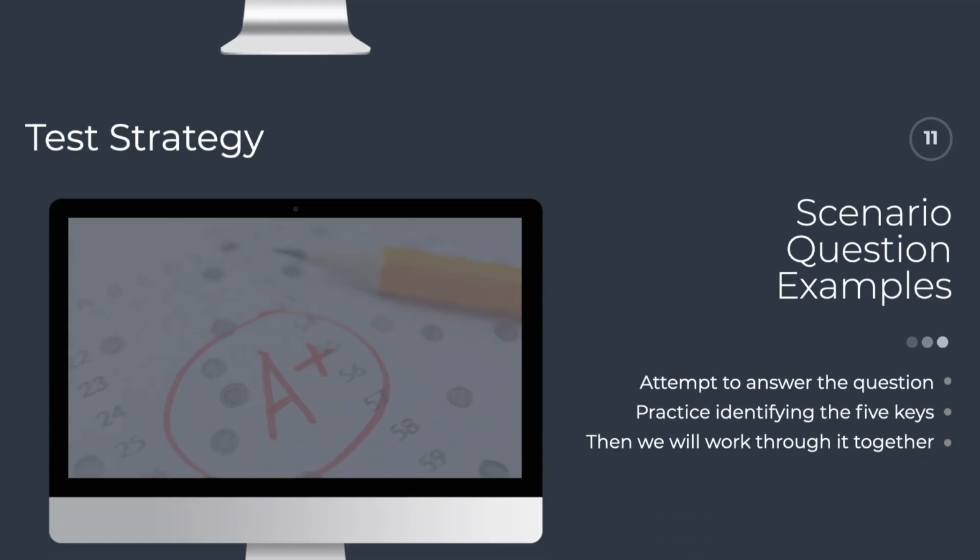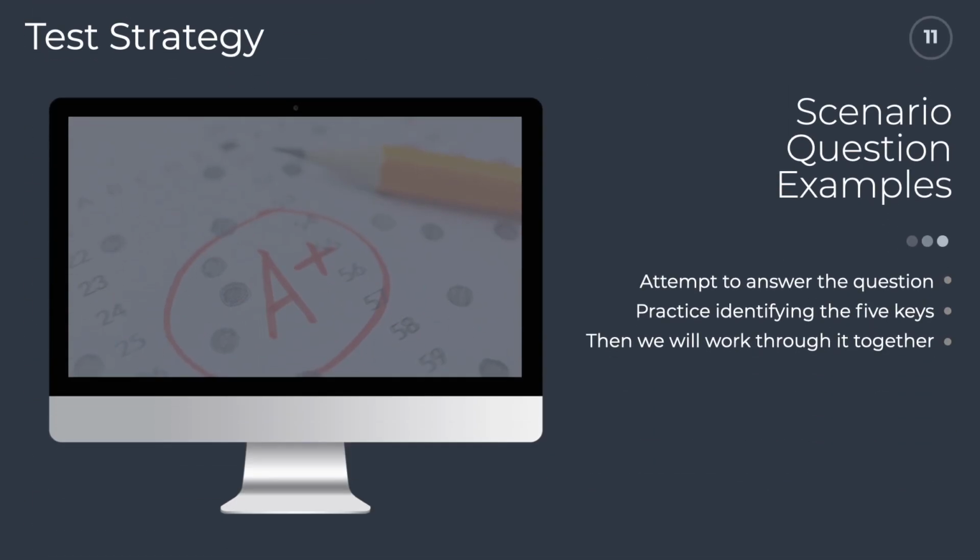Now we get into the more difficult questions, that being the scenario-based questions. We're going to go over 10 examples, and in each one, I want you to pause the video, or if you're watching this on Canvas, we have an interactive lecture, so it will pause for you. I want you to identify the 5 keys that are present. You can use a scratch piece of paper to write things down if you like.